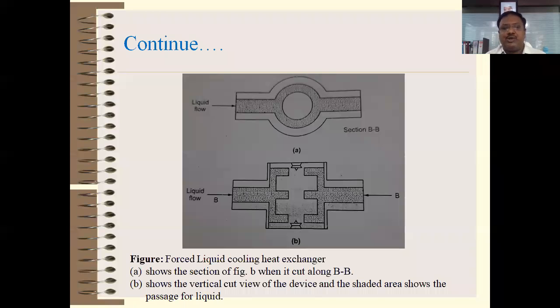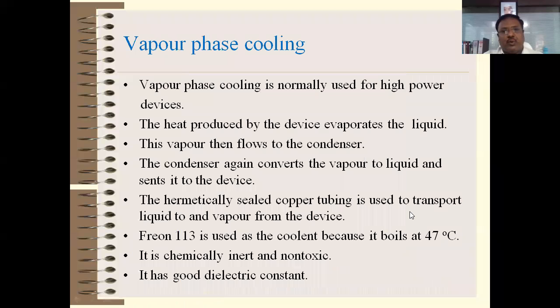So this is the arrangement given for liquid cooling. This arrangement consists of a pipe from which the liquid enters the system. It cools down the heat sink fins and then goes out from the mechanism. Then the liquid is open to air and comes back to the system. So this is the diagram given for force liquid cooling. Next one is vapor phase cooling.